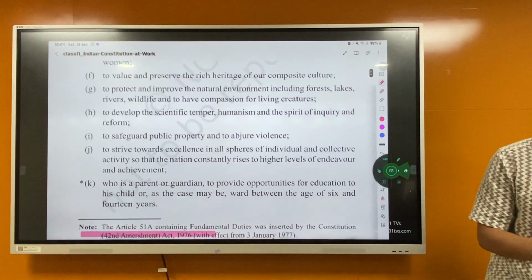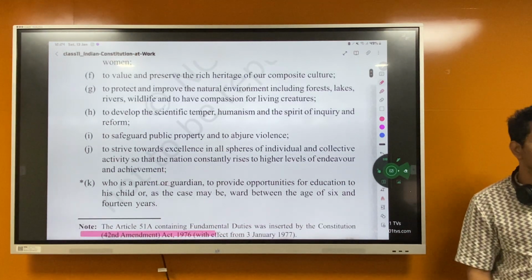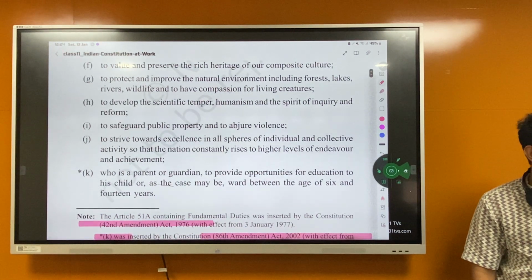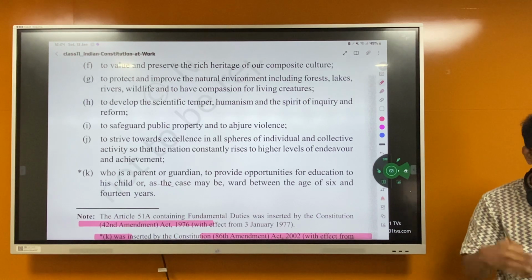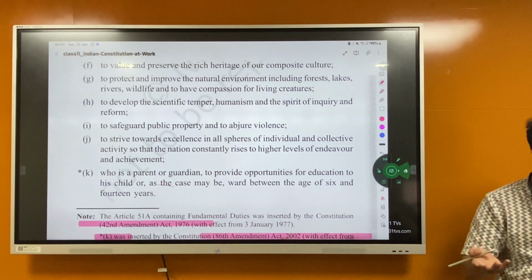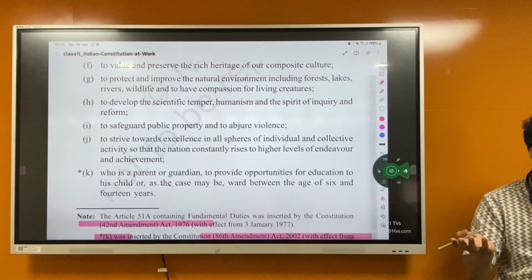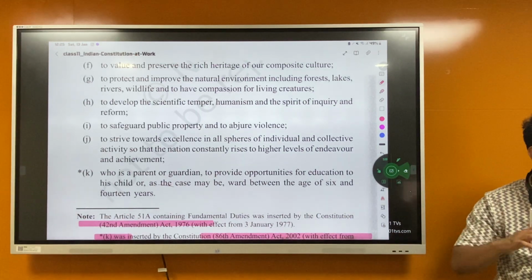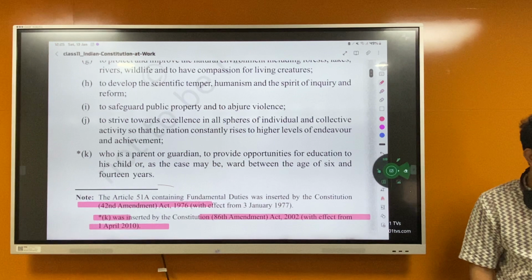Next. To develop the scientific temper, humanism, and the spirit of inquiry and reform. So it talks about scientific temper. You can write about it if there's a question about AI or something. In evolution, in science, be it in any field, our fundamental duty does talk about this. Okay. Next. To safeguard public property and abjure violence.